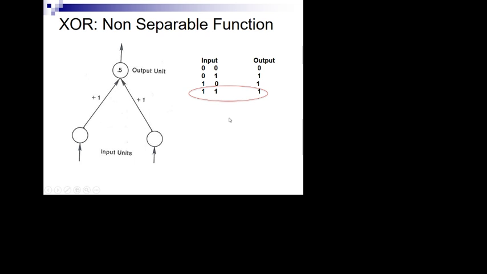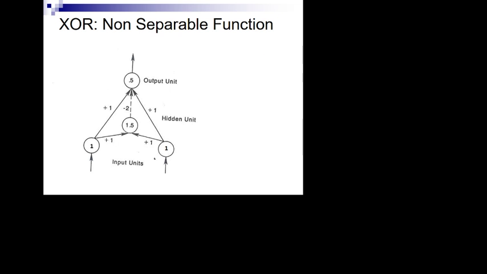Which is different from the case where one is 1 and the other one is 0. And that's similar to where we're at with our heat and humidity example. We need to understand that two of them together is different than one of them by itself. And the way we fixed that before was to add an intermediate node.